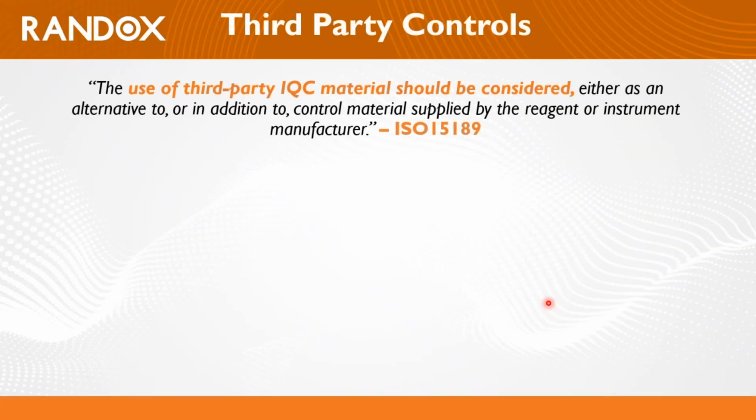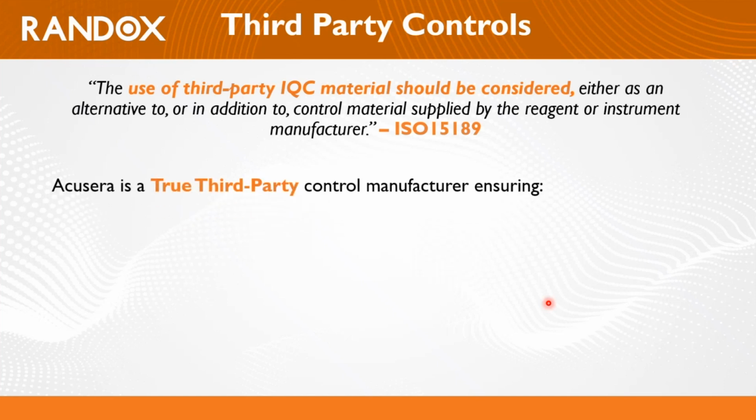So just to sum all of this up towards the end now, ISO highly recommends the use of third-party controls. Why do they do this? Because they know that third-party controls give unbiased performance assessment of analyzers. It's basically a third party coming, that's why they're called third-party controls. It's a neutral person coming in and checking whether your instrument is working or not.